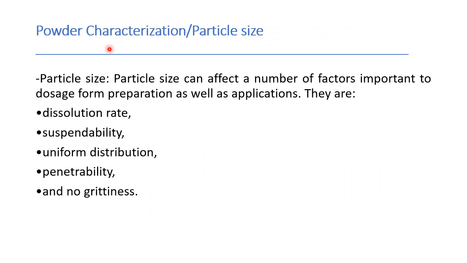Powder characterization, particle size. Particle size can affect a number of factors important to the preparation and application of this dosage form. These include dissolution rate, suspendability, uniform distribution, penetrability, and grittiness.